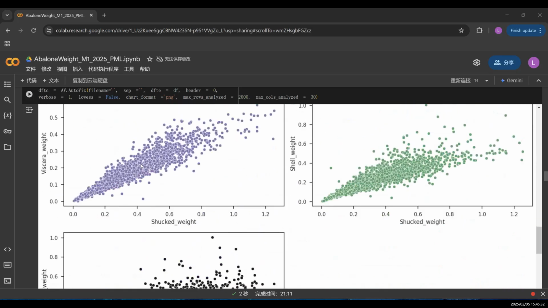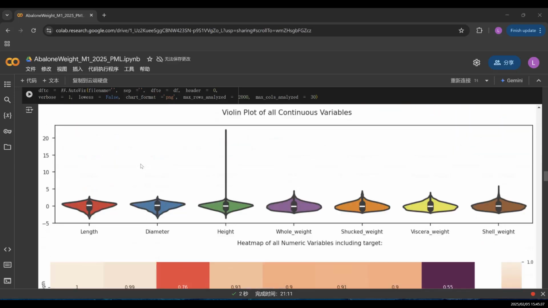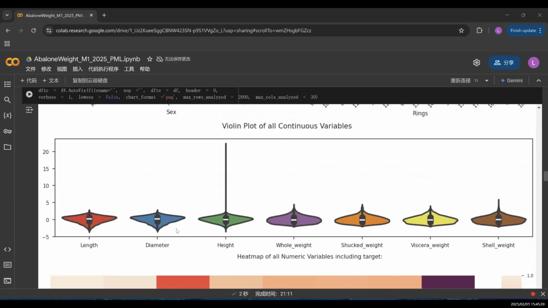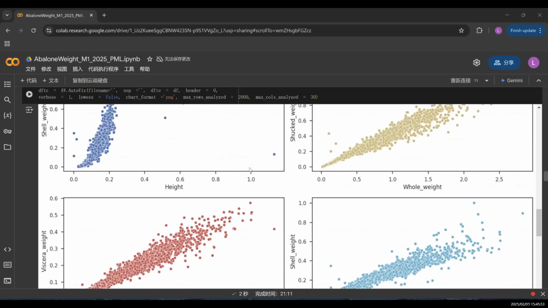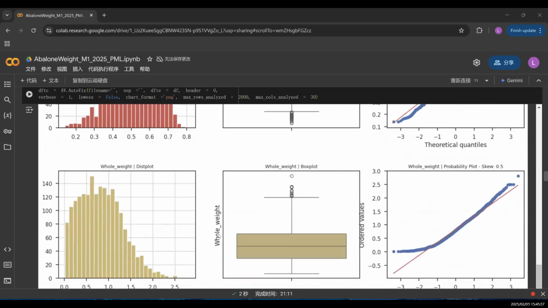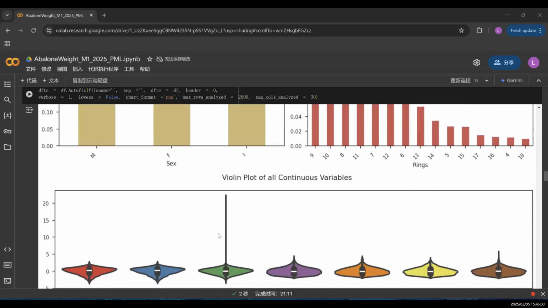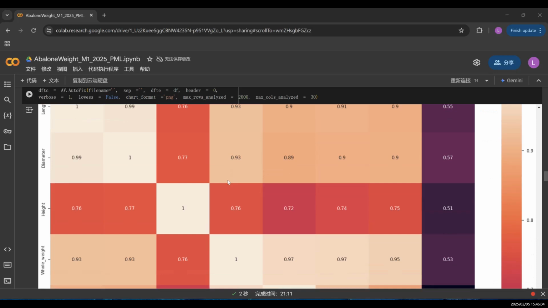After that, we can take a look at the distribution of all the independent variables. You can see that all the independent variables have a similar shape, except the height has some outliers, and I assume that's the two dots we saw earlier. That will not have a big impact on our model, so we do not actually need to worry about those outliers.